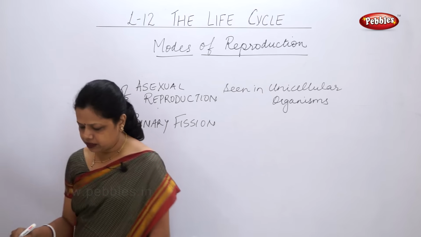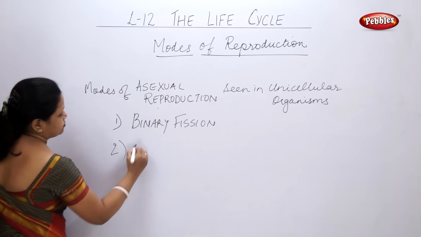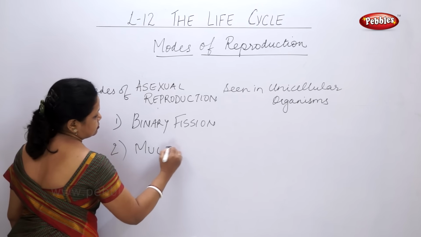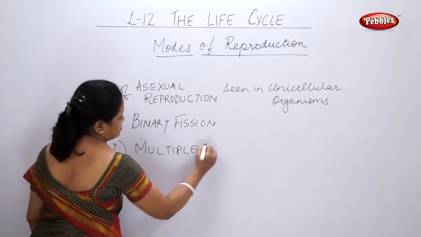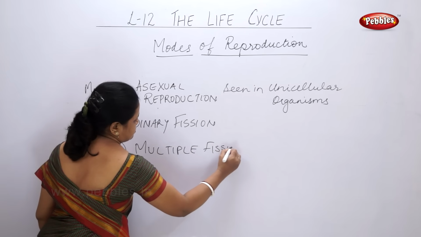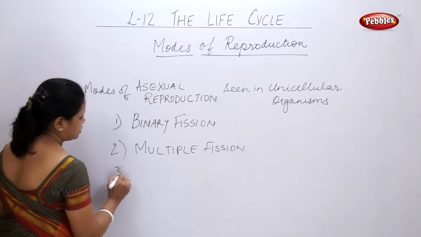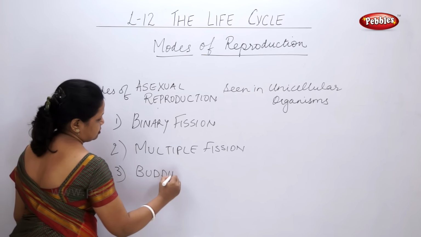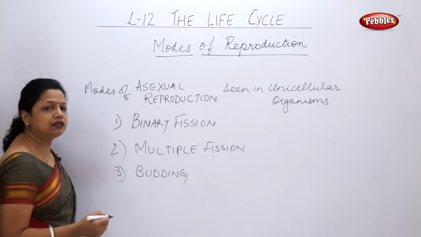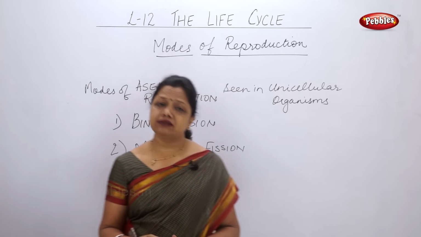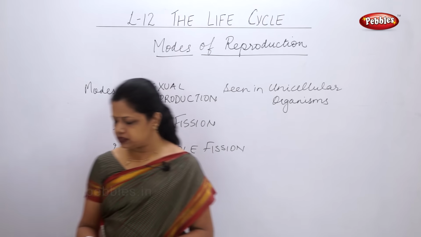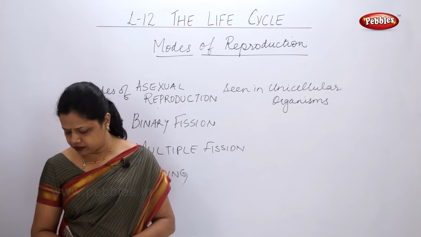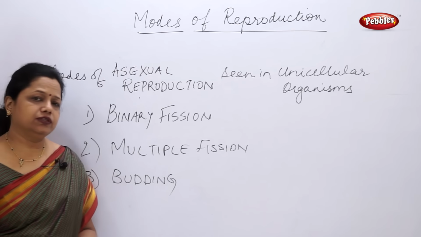Second type we can say is multiple fission. Third type is budding. There are three major modes of asexual reproduction which we generally see in unicellular organisms. Now, what is binary fission?